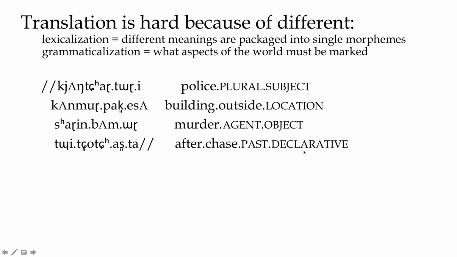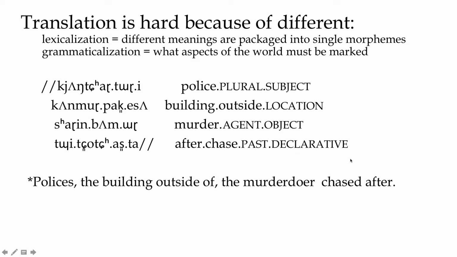So you can kind of see, so police, plural, they're the subjects doing something, building outside, and then that's the location of this. There's a murder, and then someone who does something, and that person is the object. And then there's after and chasing, and this is in the past, and I'm just saying that this thing happened. I can start to reconstruct that. Like a super direct translation would be something like polices, or like police peoples, the building outside of the murder doer person chased after. Now this doesn't make much sense.